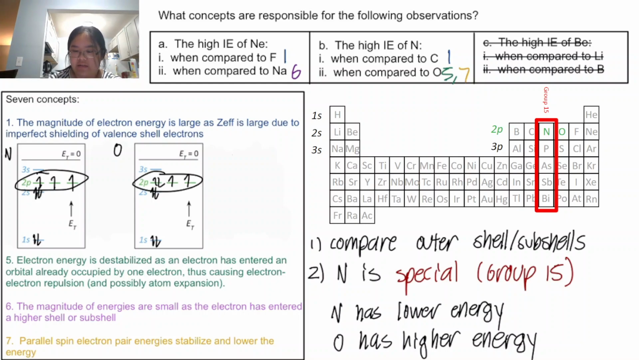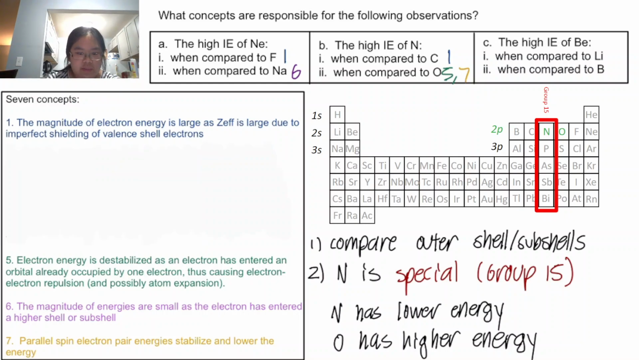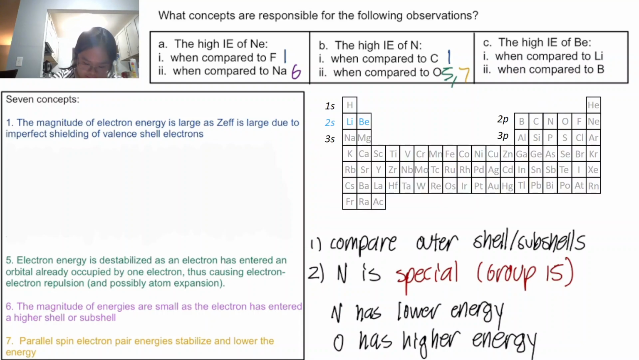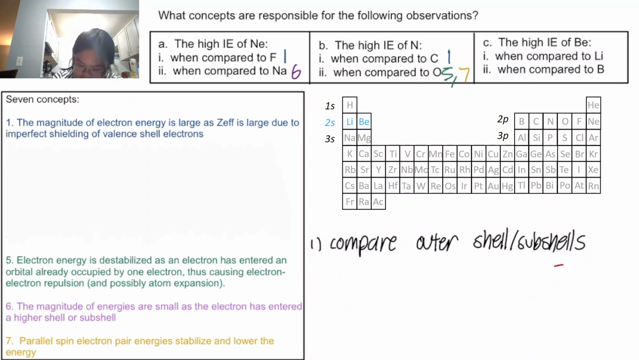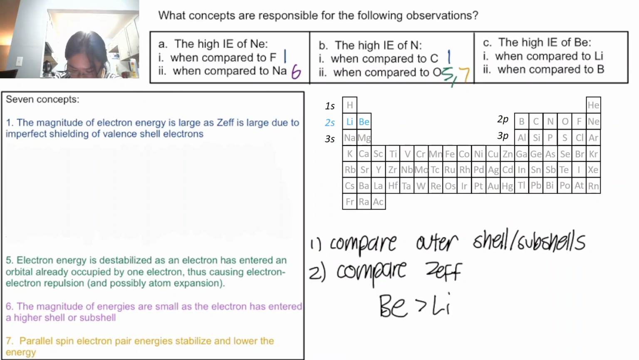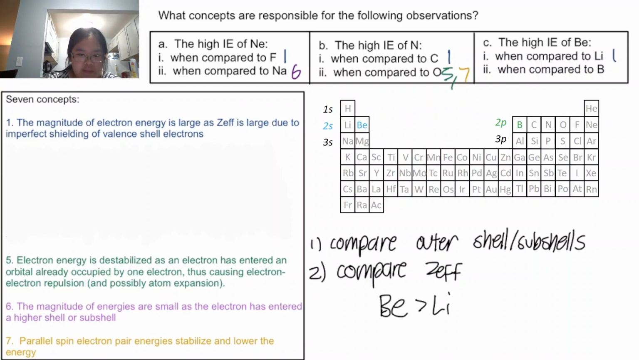So now let's do part C. In part C, we will be comparing lithium and beryllium. And once again, the first thing we do is compare the outer subshells. And we can see that both lithium and beryllium have 2s as their outer subshell. So since the outer subshell is the same, then we compare Z effective. And since beryllium is to the right of lithium, beryllium has the larger Z effective. And if you look at concept 1, a large Z effective means a large magnitude of electron energy, which means a large ionization energy.